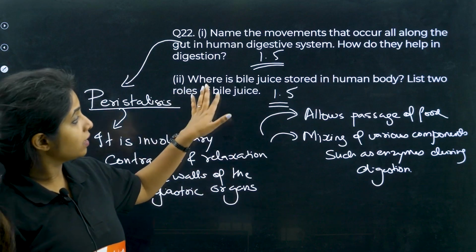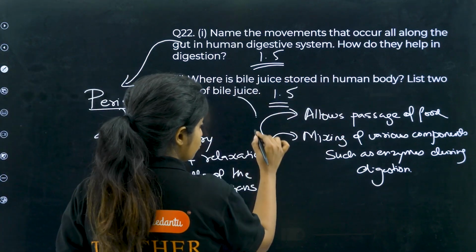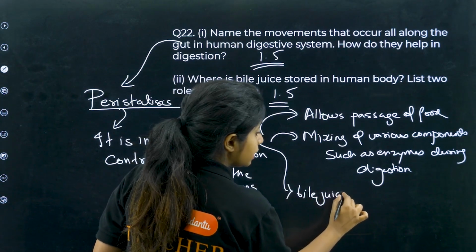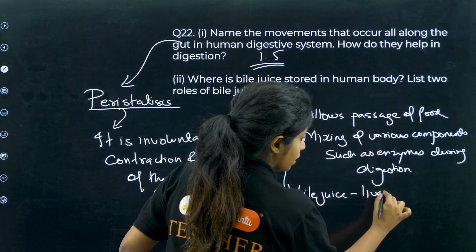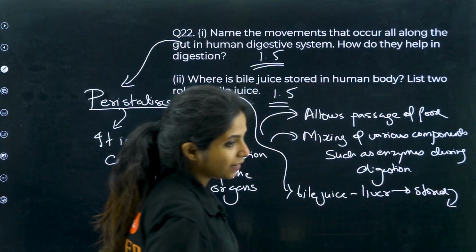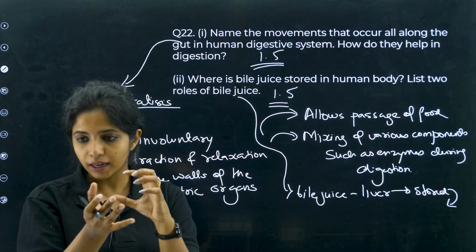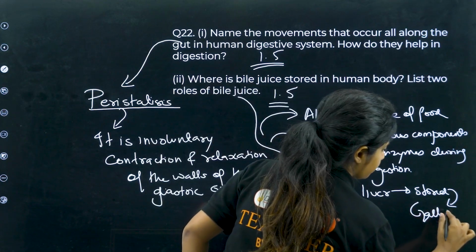Okay. Now where is bile juice stored in the case of human body? First thing you have to tell that bile juice is made where, children? Bile juice is produced in the liver. Agreed? It is produced in the liver. Where it is stored? It is stored in the gallbladder. There is a small thingy right over the liver, okay, the lowermost portion where it is stored. So you will write gallbladder.